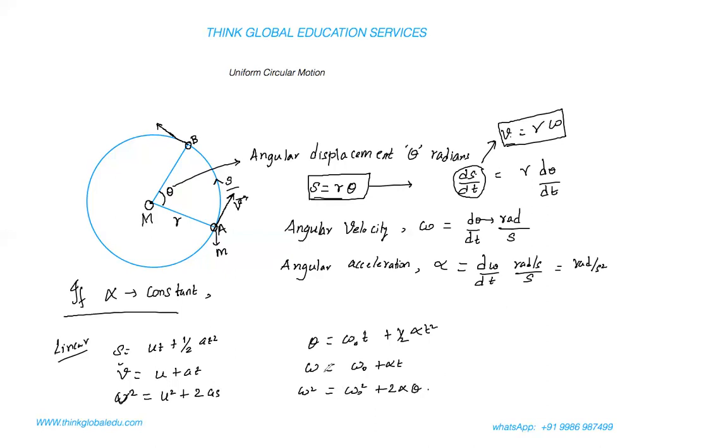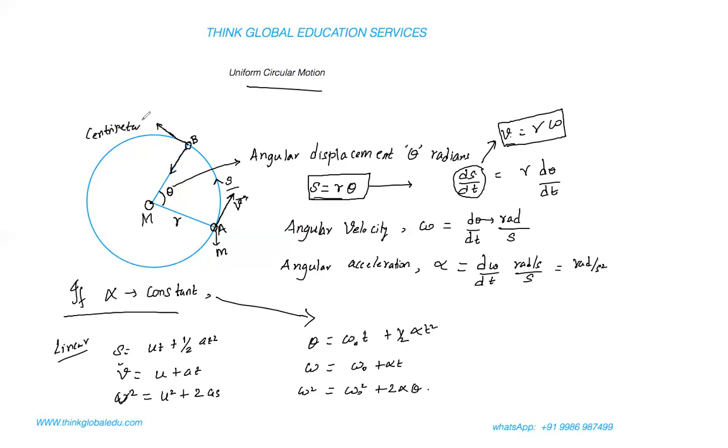So these are the equations of motion in case the alpha is constant, in case the angular acceleration is constant. So in a uniform circular motion, we can say that the angular acceleration is constant. So thereby we can write the equations of motion for an object which travels in a uniform circular path. And here, since the object travels in a circular path, we can say that the force on the object is directed towards the center. And this force is called the centripetal force.